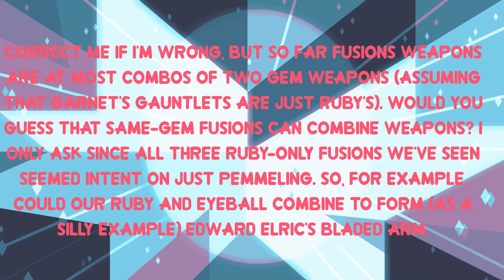Correct me if I'm wrong, but so far fusion weapons are at most combos of 2 gem weapons, assuming that Garnet's gauntlets are just Ruby's gauntlets, basically. Would you guess that same gem fusions could combine weapons? I only ask since all 3 Ruby-only fusions we have seen seemed intent on just pummeling. Again, an assumption. So, for example, could our Ruby and Eyeball combine and make Edward Elric's bladed arm?